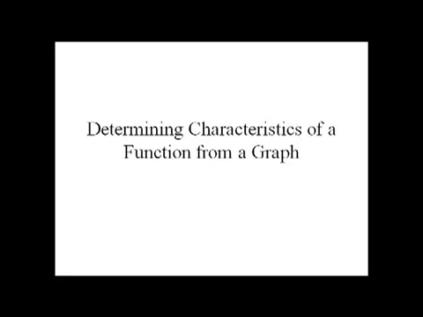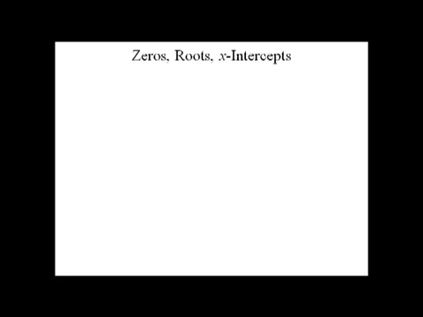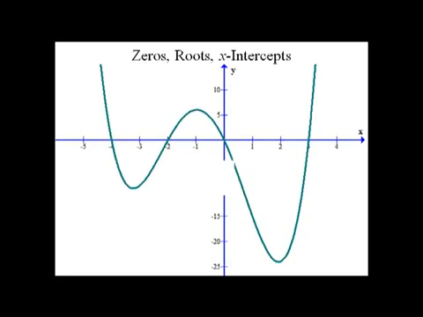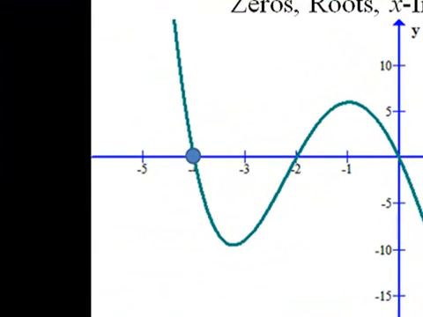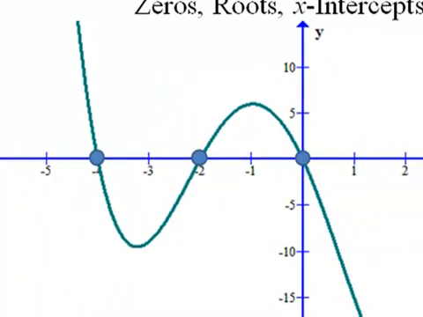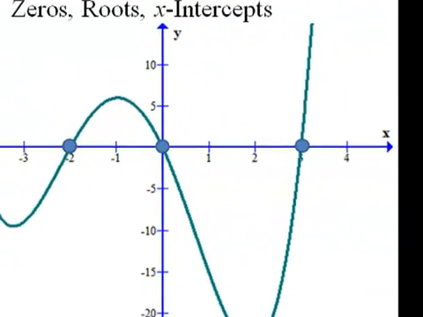In this video, we're going to look at determining characteristics of a function from a graph. The first thing we're going to look at are what are called the zeros, or the roots, or the x-intercepts of a function. This is where the graph of a function hits the x-axis. As we can see, it hits at 4 points, at -4, -2, 0, and 3.